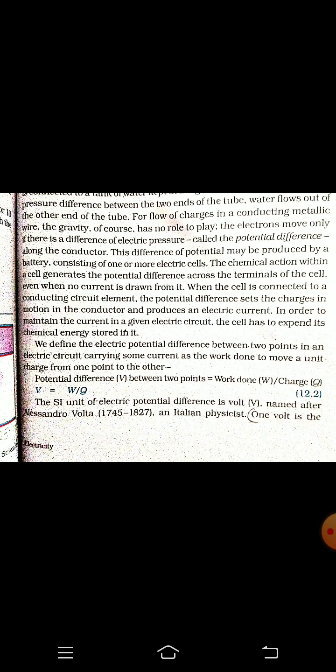So it can be written in terms of a formula: V is equal to W divided by Q, where V is the potential difference between two points. The symbol of potential difference is capital V. Work done is W, and charge is Q. The SI unit of electric potential difference is volt.